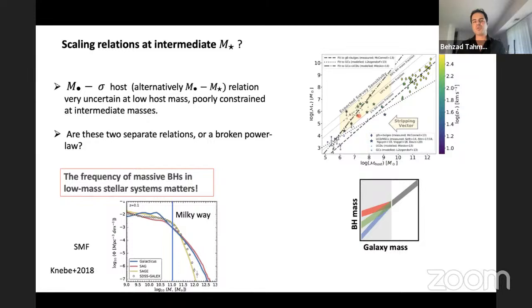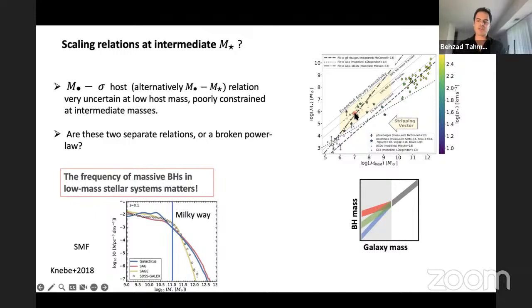And the question now is that there is a gap between this relation in high mass galaxies and low mass galaxies. The question can rise: are these two different relations, or can it be a broken power law relation that starts steep and then goes to another regime in this part to account for the massive black holes?